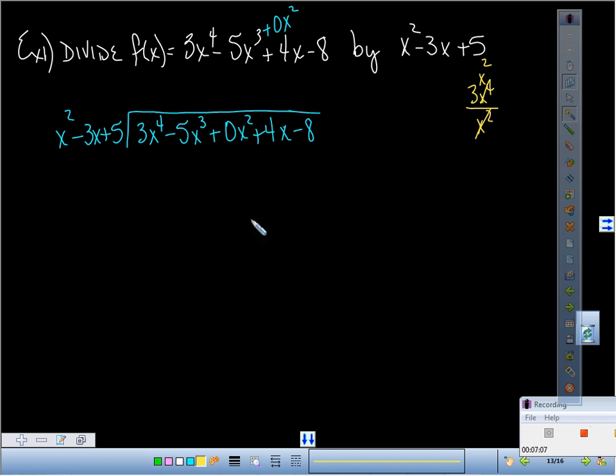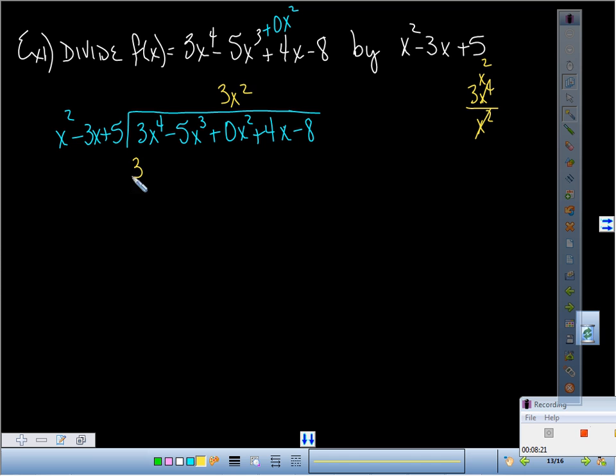So, I'm going to ask you again. What do I multiply x squared by to get 3x to the fourth? Where does it go? Yeah, above the 0x squared. 3x squared. And now what do we do? What did you do on the number? You multiplied, right? So that's what we're going to do. I said it's the same thing, so we're going to multiply. What's 3x squared times x squared?